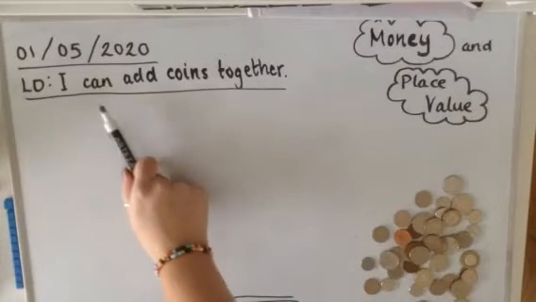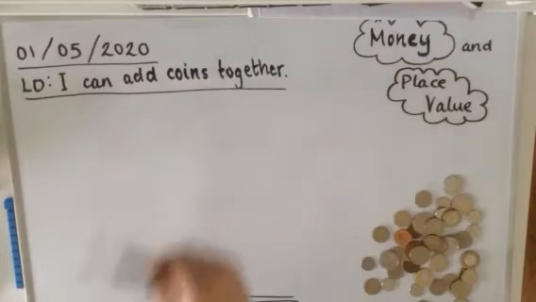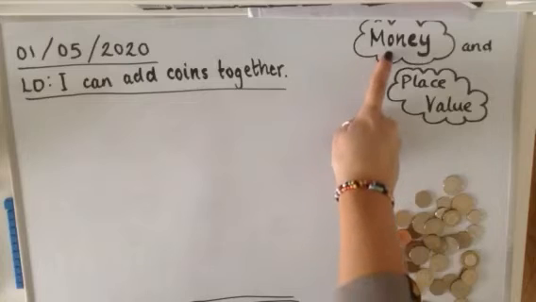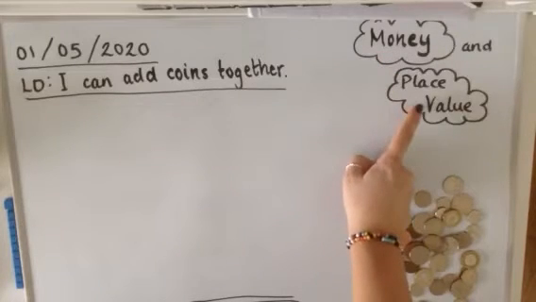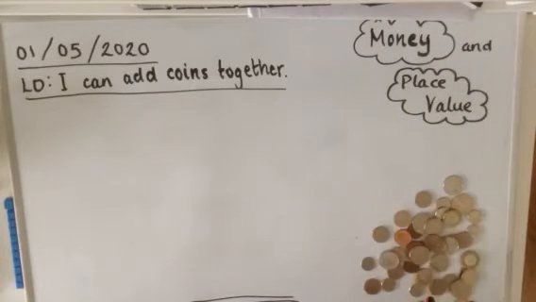So we are going to be looking at how we add coins together. So we will be using money and we will be looking at place value. Now I've put some coins here just so that I can show you how we would add certain coins together.